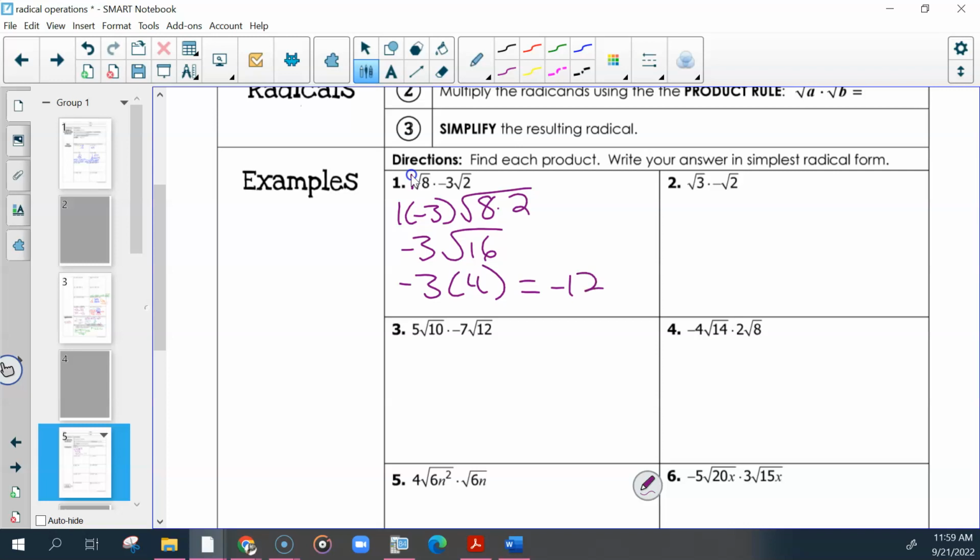Sometimes these will get whole numbers, sometimes they won't. It really depends on if we got perfect squares, perfect cubes, or not. Questions on that one before we do another? Multiplying the negative 3 from the outside, and then the square root of 16 is 4. Multiplying those.